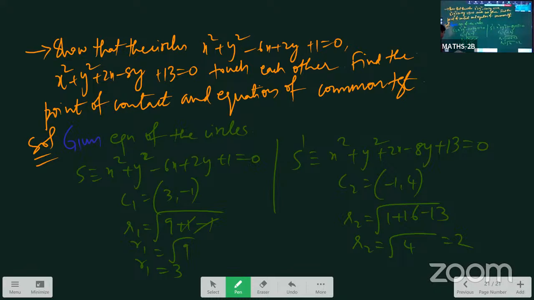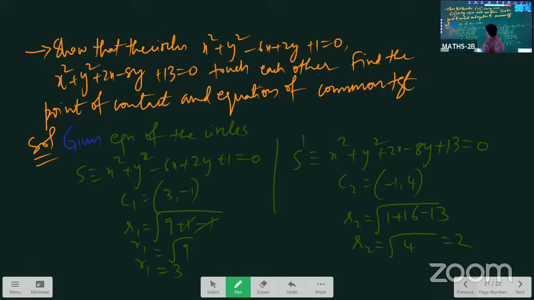Is it clear? Right. Next. So I'm going to copy these things. Now, what you have to check is C1C2, distance between the 2 points, correct? Because show that the circles are touching each other or not is asking. So what is C1C2 in this case? 3 plus 1 whole square plus 1 minus 4 whole square, distance formula, correct? What are your two centers? 3, minus 1 and minus 4.